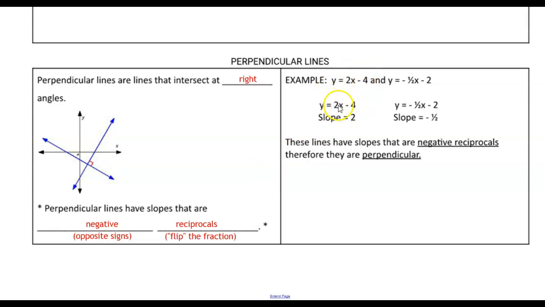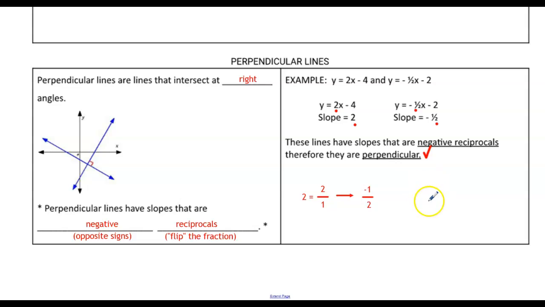In this example, I have a slope which is 2. It's easy to find out because this is in slope-intercept form. And in this equation, I have -1/2 as my slope. These lines have slopes that are negative reciprocals. Don't believe me? Here, I'll show you. This slope, which is 2, can be represented as a fraction, 2 over 1. Similarly, this slope, which is -1/2, can be represented as -1 over 2. Notice we have different signs, this one's positive and this one's negative, and they're reciprocals. This is 2 divided by 1, this is 1 divided by 2. Since they are negative reciprocals, that means that these two lines are perpendicular.